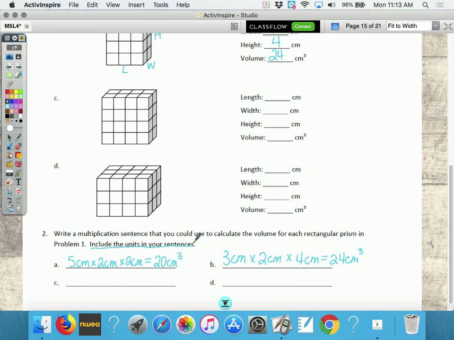Pulling another stick, Emiliano. What do I need to write on this one? 4. Okay, 2. Okay, 4. Good. So 8 times 4. 32. Okay, tell me what to write for the multiplication sentence. 4 centimeters times 2 centimeters times 4 centimeters equals 32 centimeters. Awesome.